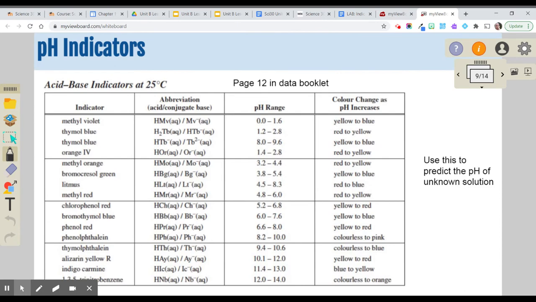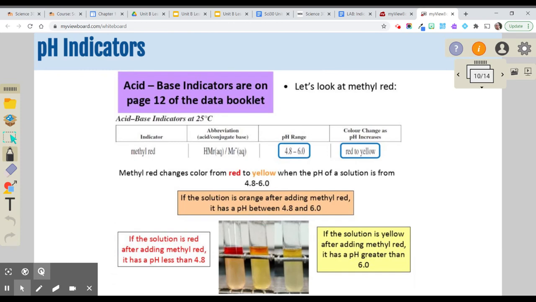So you actually have a data table of acid-base indicators on page 12 in your data booklet. You're going to need to know how to use these to predict the pH of an unknown solution. So let's just take a look. Here's a part of your page 12 taken from your data booklet, and we're looking at the methyl red indicator in this case.